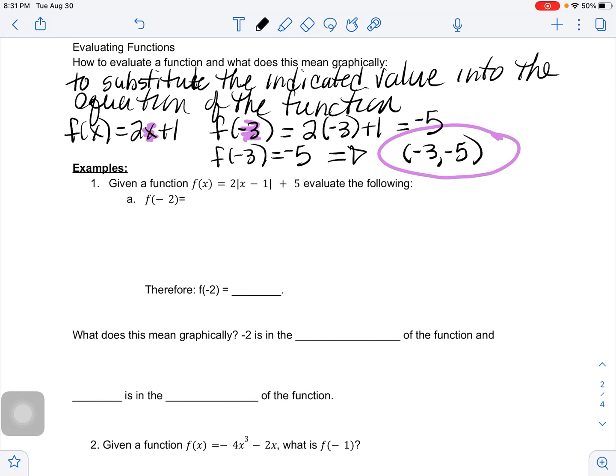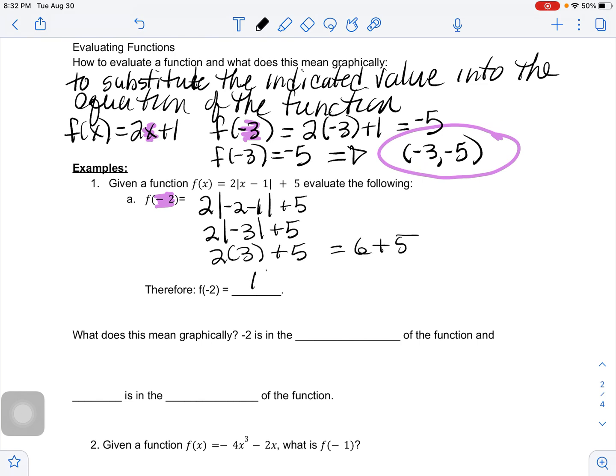in terms of operations. So we'll start with f of -2. Given our function f of x equals 2, here's a little reminder, that's absolute value x minus 1 plus 5. So what we're going to do is replace -2 in the function. So that's going to be 2 absolute value, -2 minus 1 absolute value plus 5. 2 absolute value, -3 plus 5. We know that the absolute value of -3 is +3. 6 plus 5 is 11.